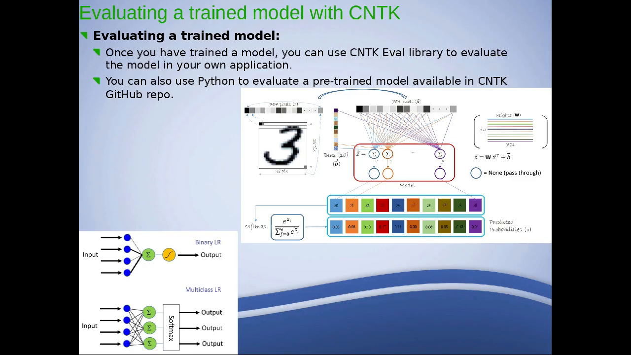In this slide, we will describe evaluating a trained model with CNTK. Once you have trained a model, you can use the CNTK Eval library to evaluate the model in your own application. You can also use Python to evaluate a pre-trained model available in the CNTK GitHub repository. Usually in the evaluation step, CNTK evaluates the trained model for classification accuracy, and eventually uses it to make a prediction for new, previously unseen data.